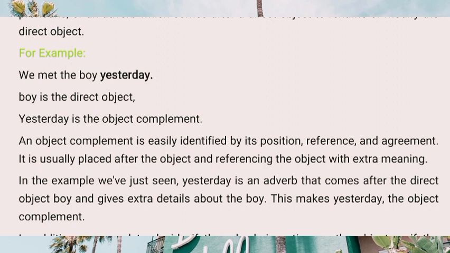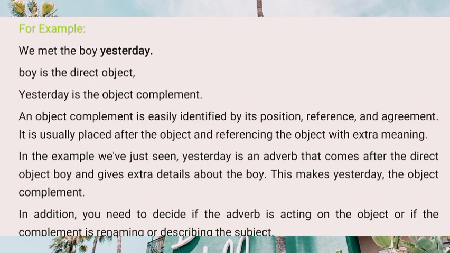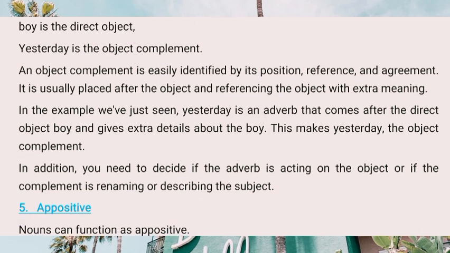We met the boy yesterday. We met the boy. We here is a subject. Met is the verb. The boy is an object. So this yesterday is adding information, telling you when the boy was met, adding more information to this. Boy is a direct object. Yesterday is the object complement.